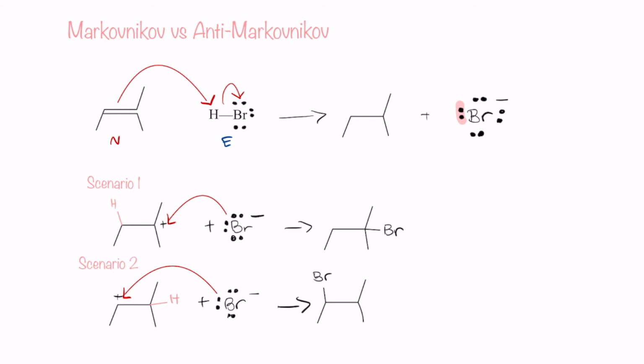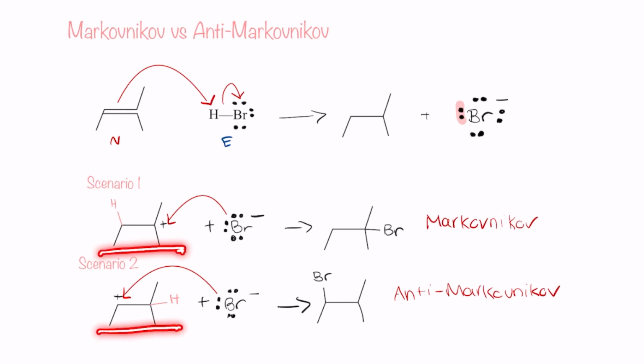Now we have different names for these. The first example, we have what's called a Markovnikov product. And in the second product, we have what's called an Anti-Markovnikov product. And we're going to favor one of these scenarios over the other. We're going to favor the Markovnikov product over the Anti-Markovnikov product. And the reason why is because the Markovnikov intermediate is actually more stable than the anti-Markovnikov intermediate.